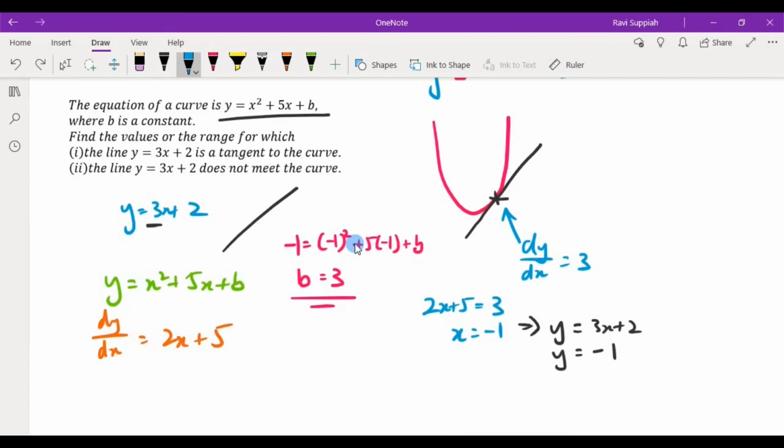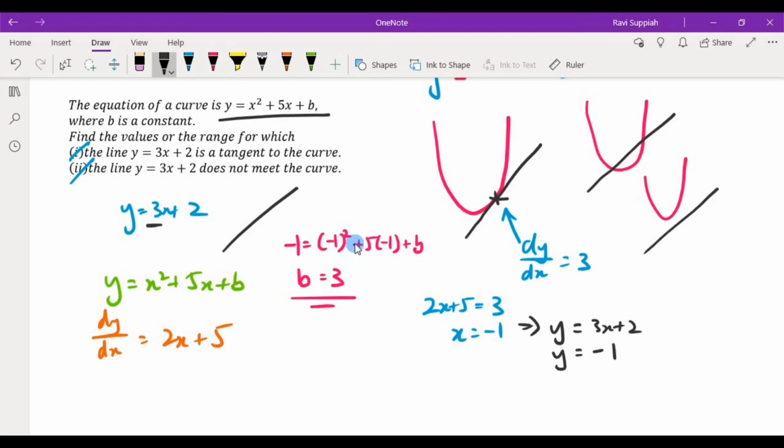For part 2, what we are asked is the range of values for which y equals 3x plus 2 does not meet the curve. So if you look at the sketch over here, you can see that when the line is a tangent to the curve is where you meet it at exactly one point, correct? In order for the line to not meet the curve, the curve must actually shift higher, correct? Because if the curve shifts lower, let me draw it for you, then the line will touch the curve at more points, correct?